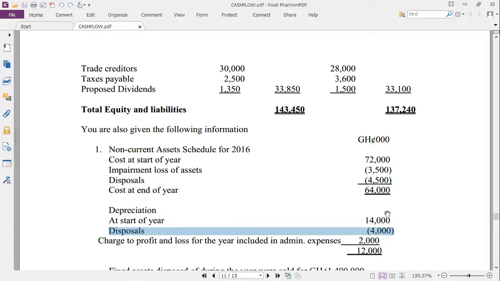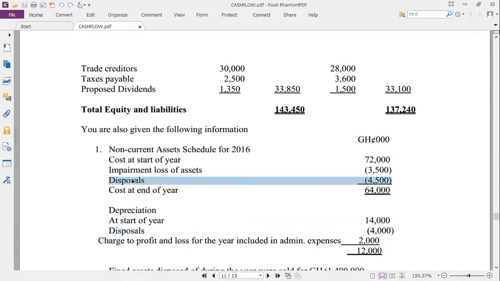Agreed. So the current amount of the disposed asset is what? 500. Because the cost of the disposed asset is what? 4,500. Why? Because it's under the cost. This is the cost at the start of the year. These sections are costs. And these sections are depreciation. Good. Now let's move on.